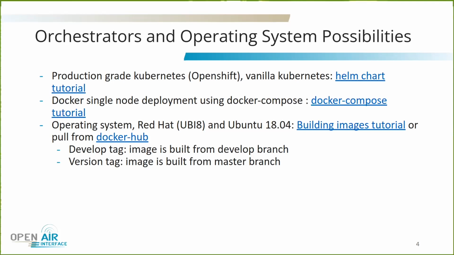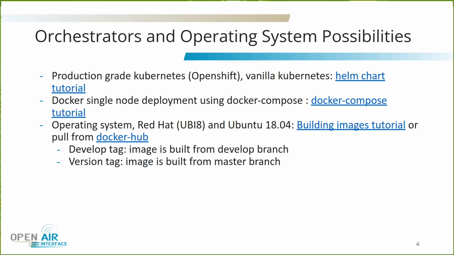And this is for single node deployment. So far, we have images available for two different operating systems, but we publish only one, which is on Ubuntu 18.04 on our Docker Hub. And the Red Hat images you can build by yourself using our Docker files if you have the license for Red Hat.